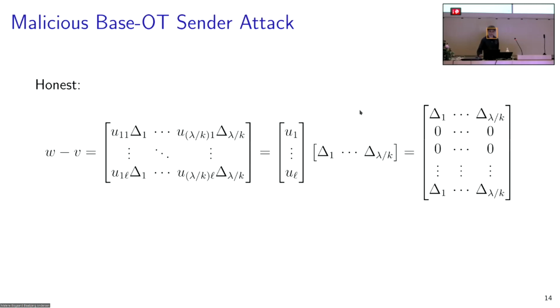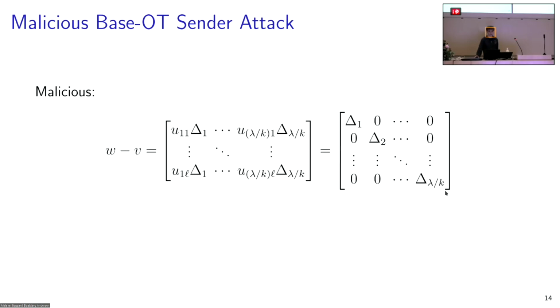So far, these protocols are only secure in the semi-honest model. When the base OT sender behaves correctly, we get the correct result: an outer product between the U's and the deltas. That is, some of the rows of W minus V will have all the deltas, and some of them will have none, all zeros. Nothing will be in between.